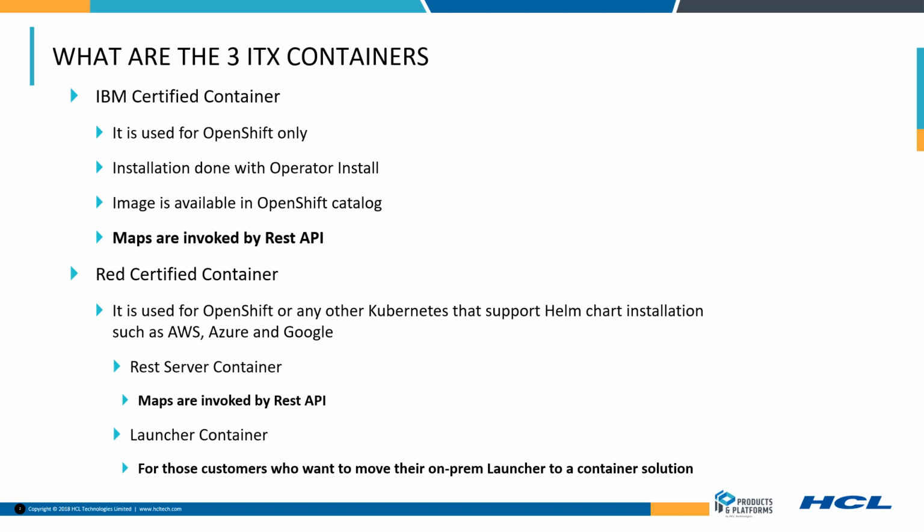The second one is the RedHat certified container, and there are two of them. The definition of a RedHat certified is we have scanned the container code using RedHat scan to make sure it meets all their requirements. They are both installed with HELM. Any Kubernetes that support HELM3 charts can be used. For example, AWS, Azure, or Google Cloud may have their own Kubernetes service.